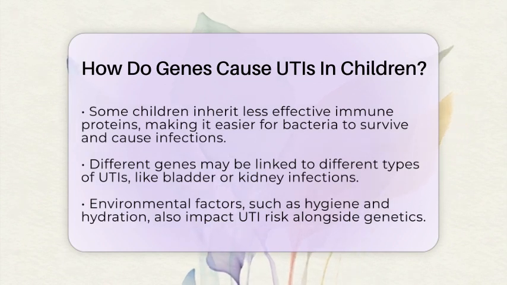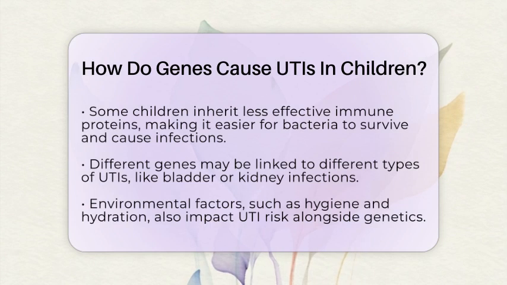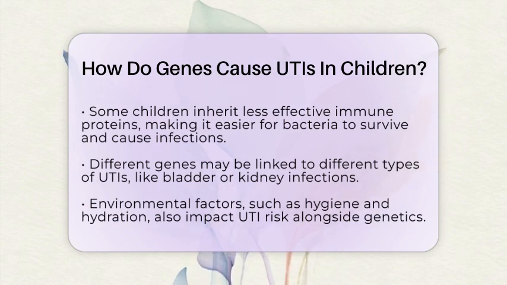Family history is another clue that genetics are involved. If a child has relatives who had UTIs or urinary tract abnormalities, they are more likely to develop UTIs themselves. Different types of UTIs, like infections of the bladder or the kidneys, may even be influenced by different genes, which shows how complex this genetic link really is.